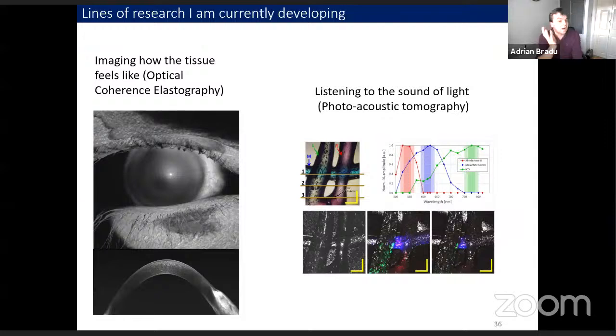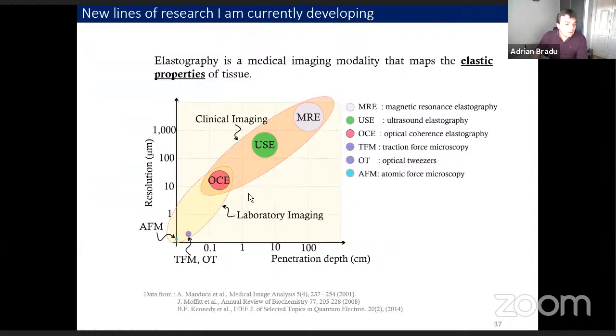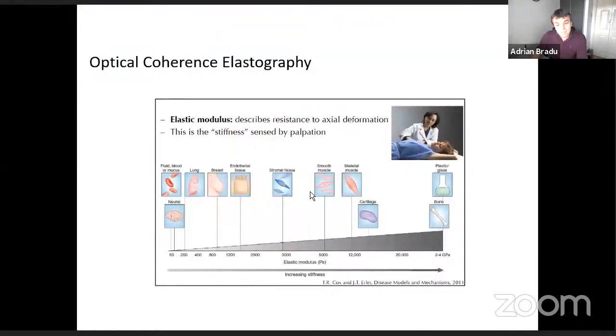And of course, as I said, I'm interested in looking at how a biological object looks, but also at how it feels. In particular, I'm interested in looking at the eyes and figuring out the biomechanical properties of the eye. Because this technology, called OCE, optical coherence elastography, is based on OCT, in the end we are targeting exactly the same area in terms of resolution and penetration depth. But of course, we can use this technology not only for the eye.